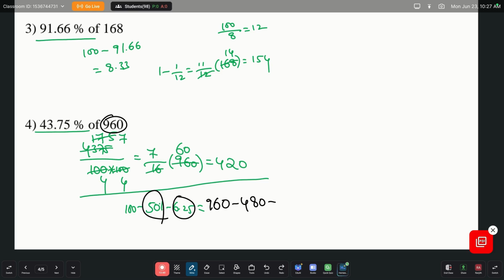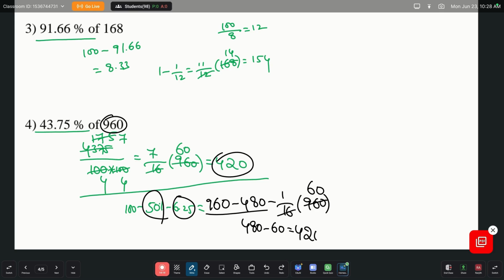Just now we discussed what is the fraction of 6.25. So 100 by 6.25. How many times are we getting? 16 times. So that will be equal to 1 by 16 times of 960. 16 ones are 16, 16 sixes are 96. So 960, 480 minus 60 equal to the same value, right? 420 only. So the answer is 420.